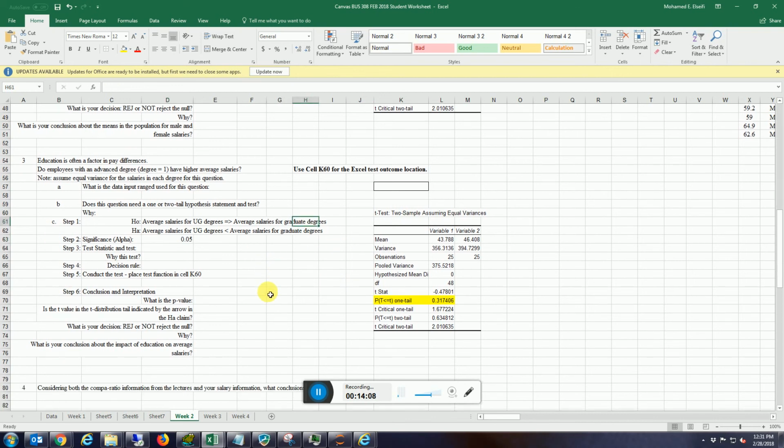So if we don't have enough evidence to reject the null hypothesis, then we conclude that actually there's no significant difference between people with advanced degrees versus people with undergraduate degrees in this company. So education or degrees does not seem to be a factor impacting salaries.